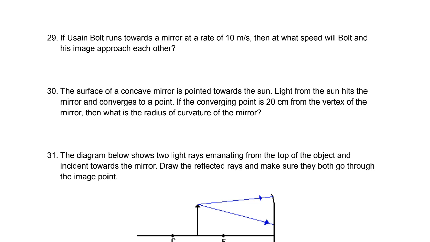All right, so if Usain Bolt runs at a mirror at 10 meters per second, Bolt and his image will approach each other at 20 meters per second, because they're both moving towards each other, so we add their speeds together.